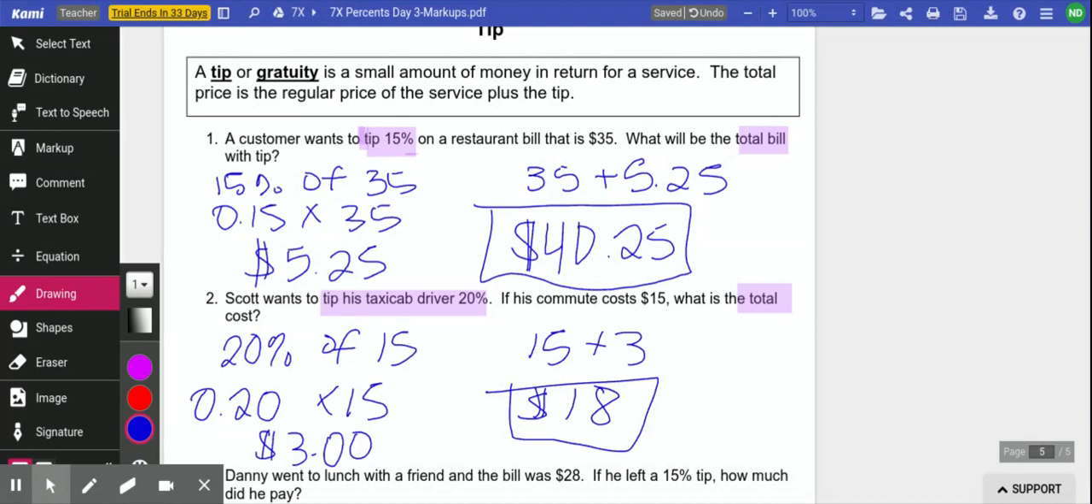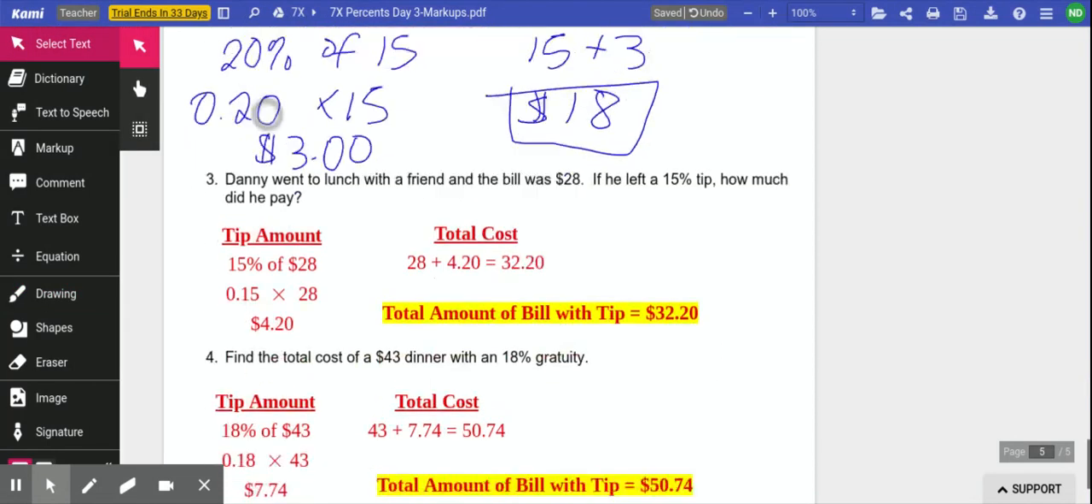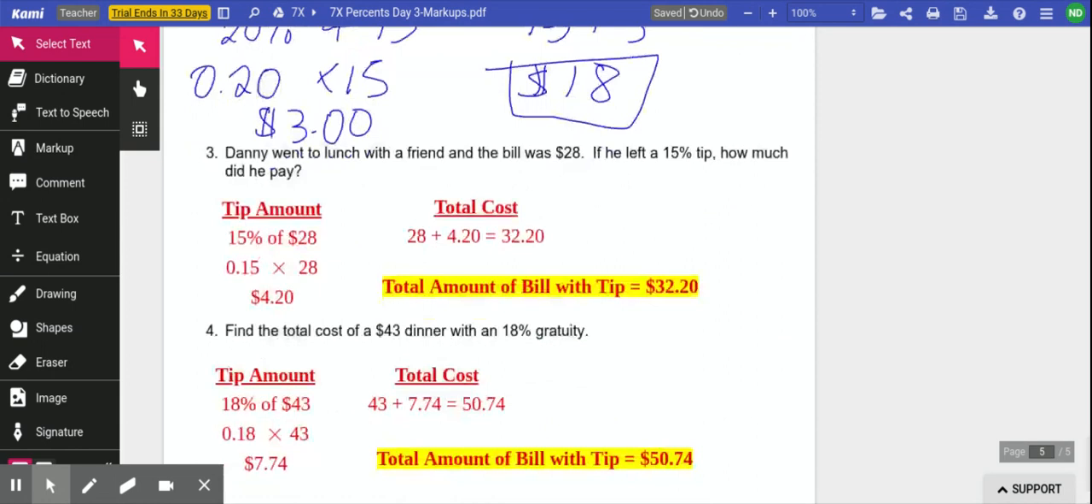All right, guys, pause the video and try numbers 3 and 4 on your own. Okay, number 3, you should have determined that the total amount of the bill with tip was $32.20. And for number 4, this didn't say tip here, it said gratuity, but again, gratuity and tip are the same exact thing. So the total amount of the bill with tip or with gratuity was $50.74.